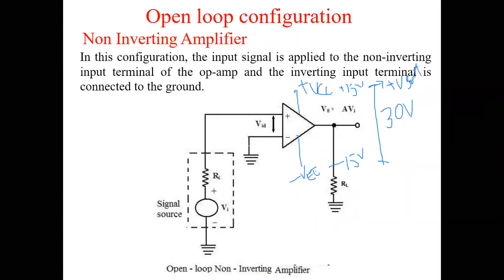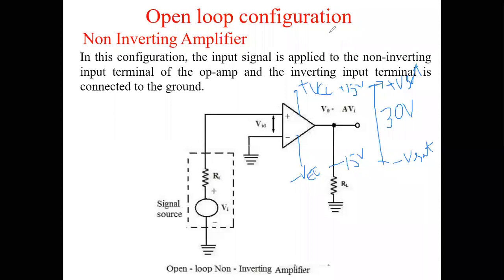The output of the op amp will not go beyond plus V sat, and similarly, it won't go beyond minus V sat. That means that the op amp always swings between plus V sat and minus V sat.